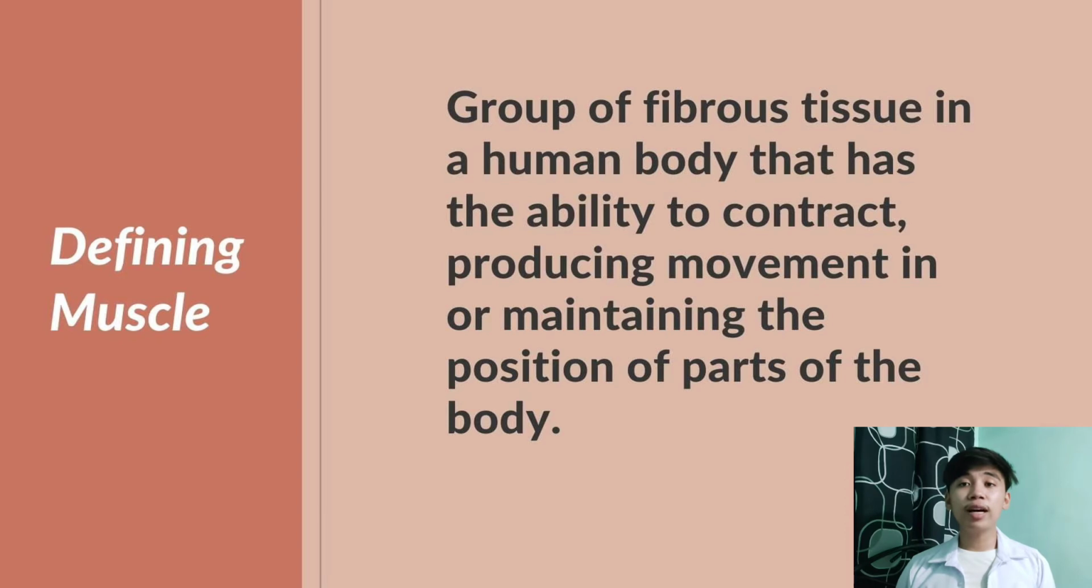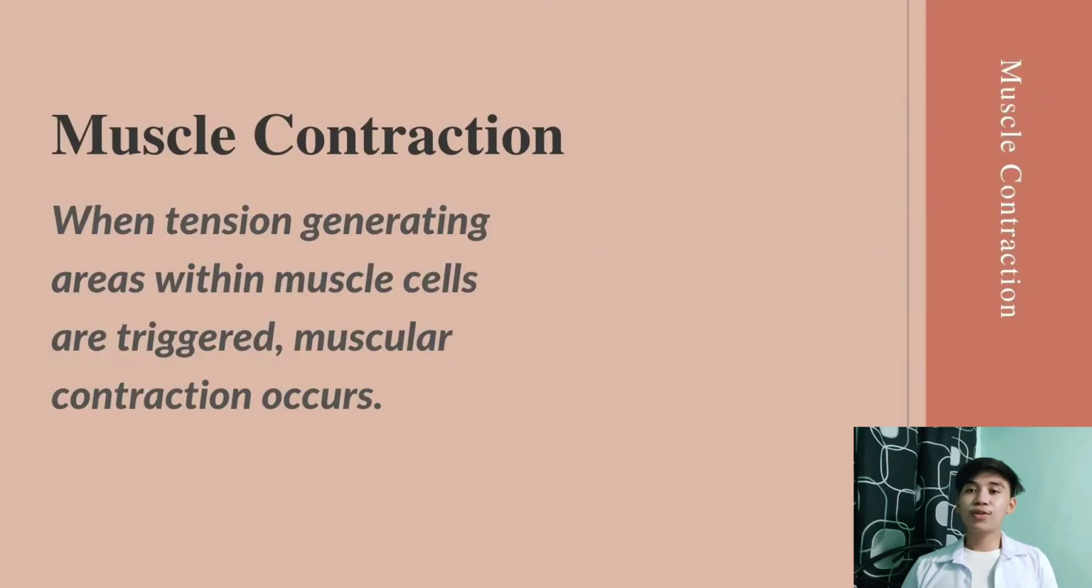For the muscles in the body, we have three different types: the skeletal muscle, smooth muscle, and the cardiac muscle. The difference between those three is that skeletal muscles are voluntary muscles, unlike the cardiac and smooth muscles, which are involuntary muscles. Muscle contraction occurs when tension-generating regions within the muscle cells are activated.